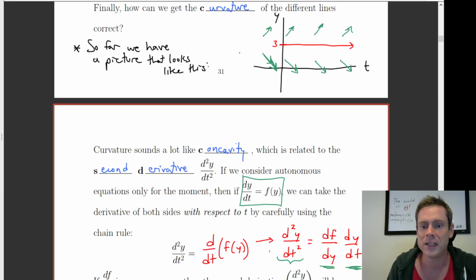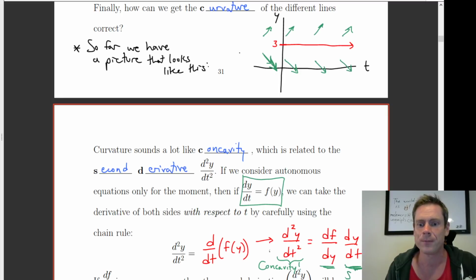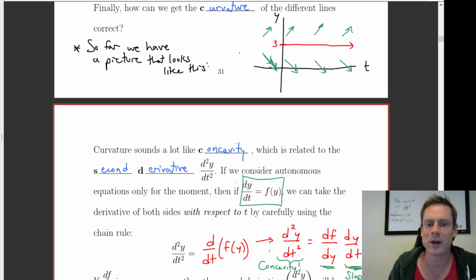I want to make pretty clear, is the usual concavity that you're thinking about. d squared y by dt squared, that's the concavity. Okay, dy by dt, that sounds a whole lot like the slope of the function, right? df dy is whatever the derivative of f is with respect to y.